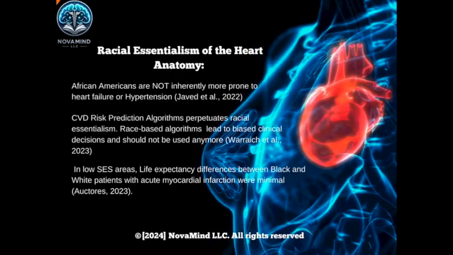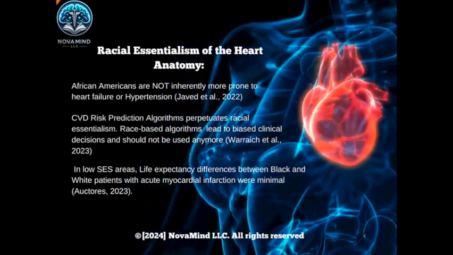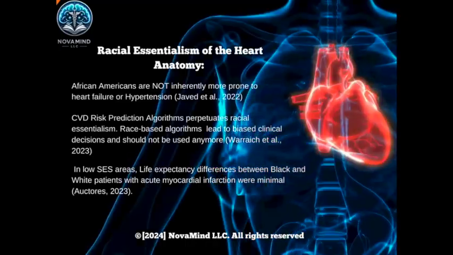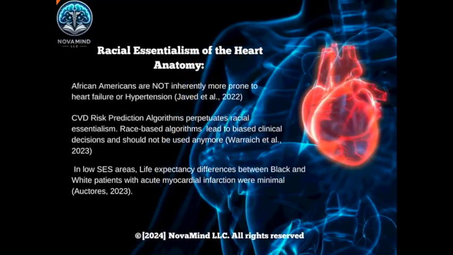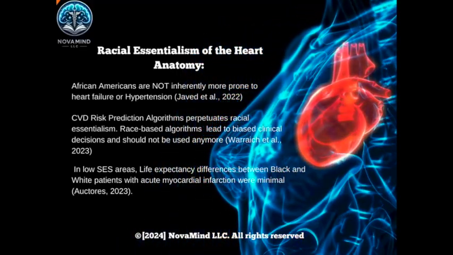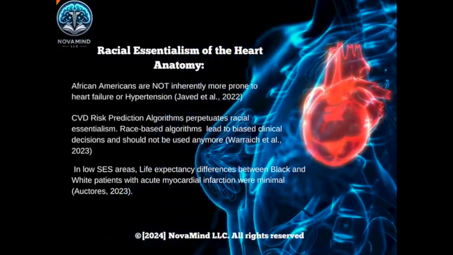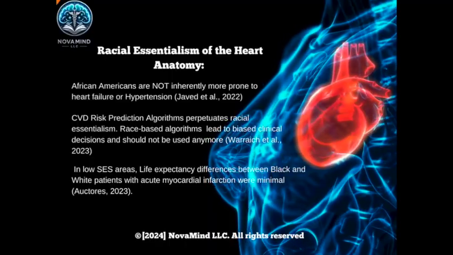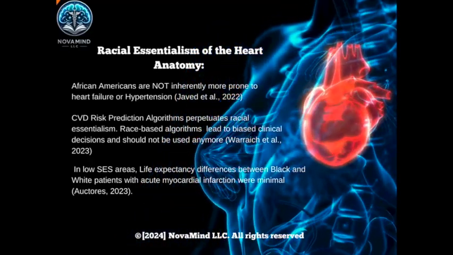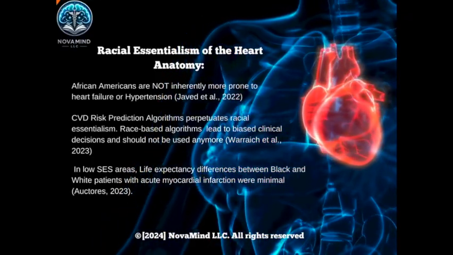Although this is not an exhaustive list, it's important to highlight some of the most common misconceptions rooted in racial essentialism within cardiovascular medicine. Historically, medical literature has often incorrectly attributed differences in cardiovascular disease prevalence and outcomes to inherent racial differences. For instance, it was long assumed that African Americans were inherently more prone to hypertension and heart failure. However, recent research emphasizes that environmental, social, and economic factors, rather than race, should be the focus when analyzing these health disparities.